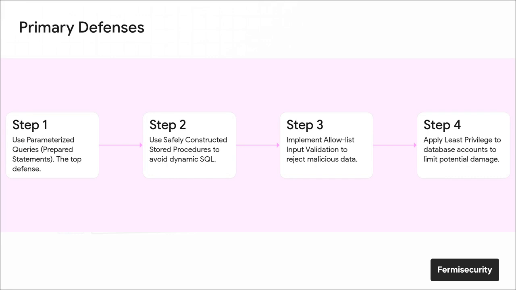It's the gold standard. But you also want a defense-in-depth approach. That means also using things like stored procedures correctly, validating that user input looks the way you expect it to, and, this is a big one, applying the principle of least privilege. That just means your app's database account should only have the bare minimum permissions it needs. That way, even if an attacker gets in, the damage they can do is seriously limited.